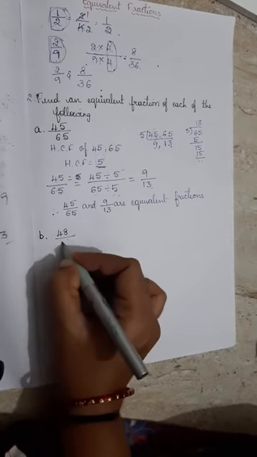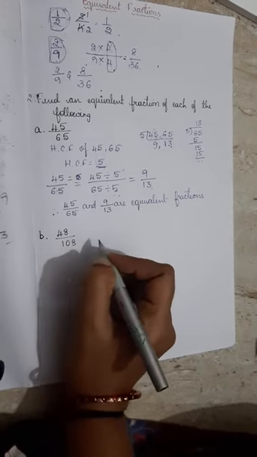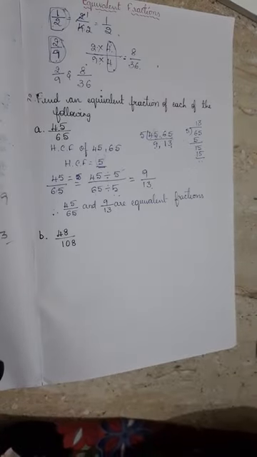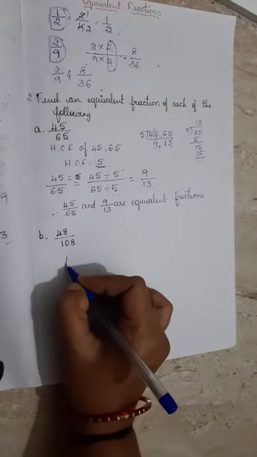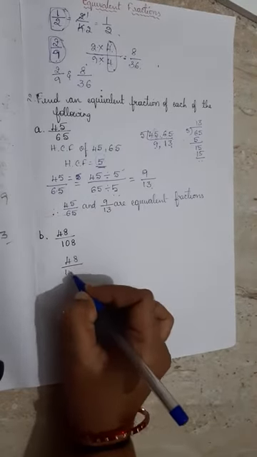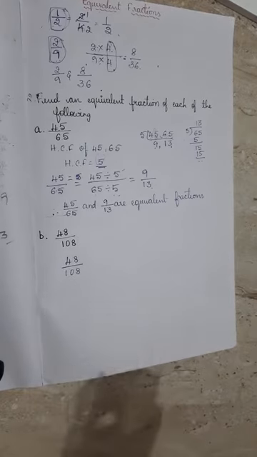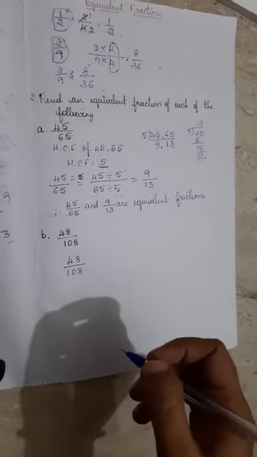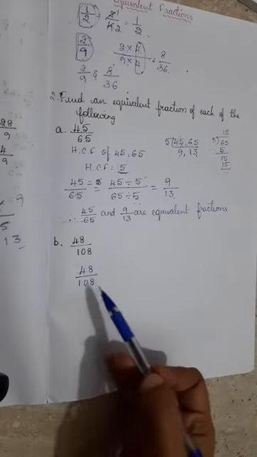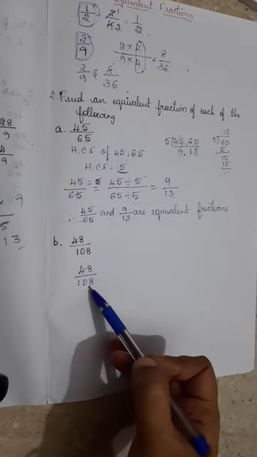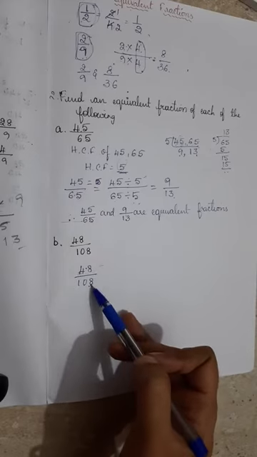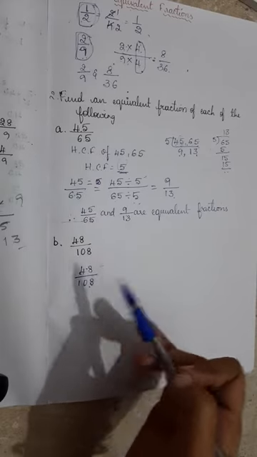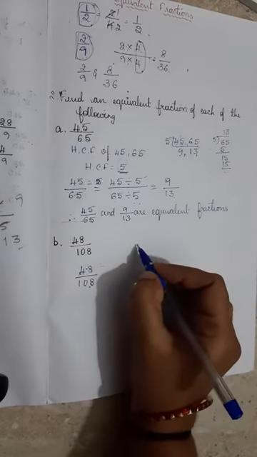48 by 108. Now, I'll teach this with my easy method. 48 is here, 108 is here. What you should check is that these two numbers go in the same tables. That means if you are dividing this number by 2, this number should also be divided by 2. If you don't know, you can do it on the side here.